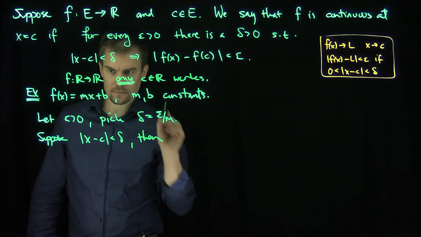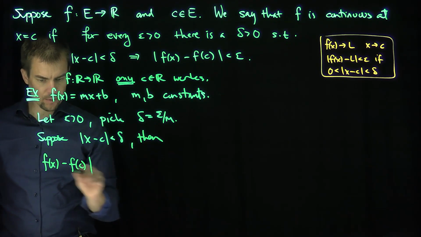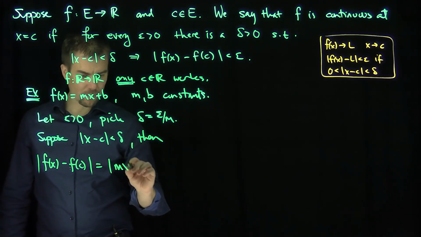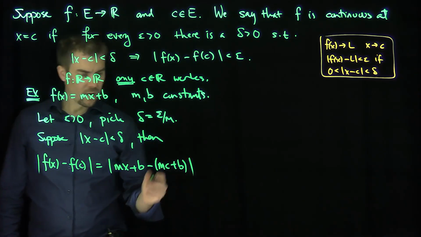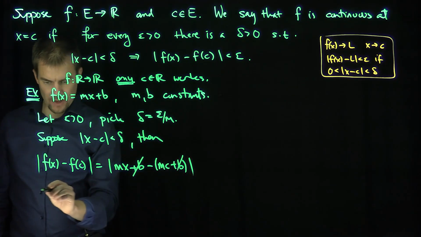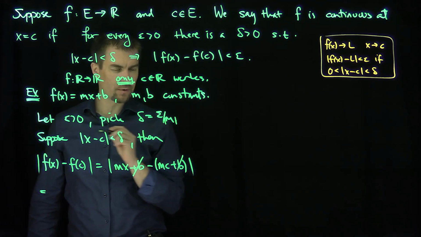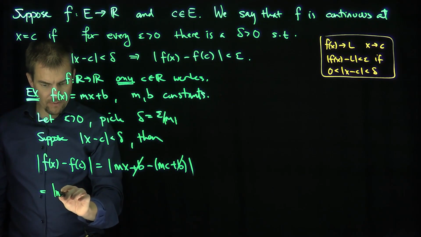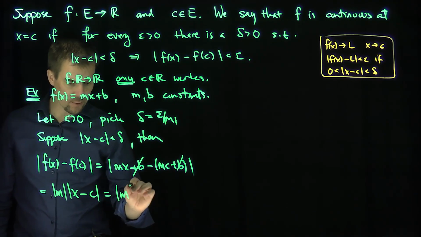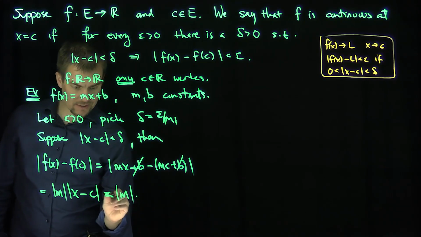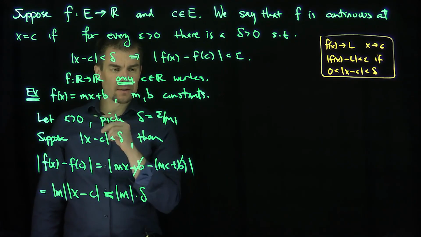Then I'm going to look at |f(x) - f(c)|. This is |(mx + b) - (mc + b)|. Of course, the b's cancel out, and we're just left with a factor of m. Since m could be negative, let's put an absolute value on m to correct that issue. So I have |m| times |x - c|, which is strictly less than |m| times delta, because |x - c| is strictly less than delta. And now delta is epsilon over |m|.